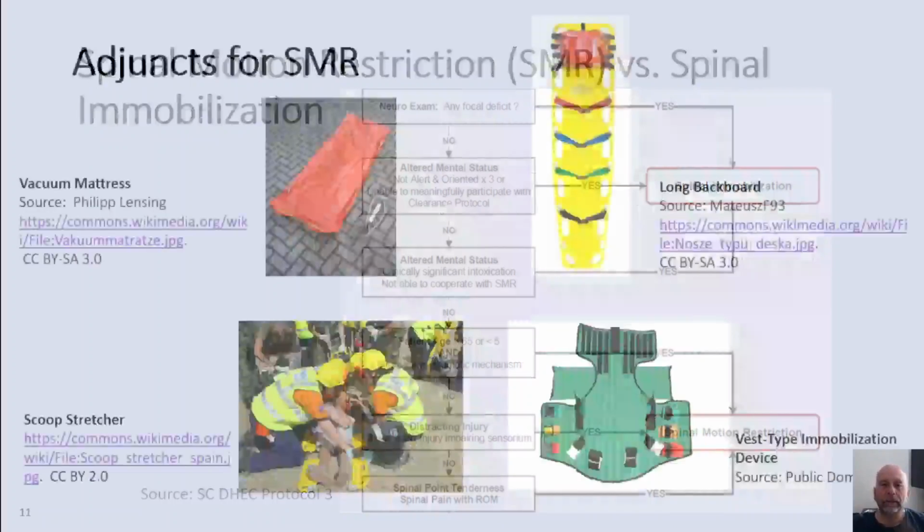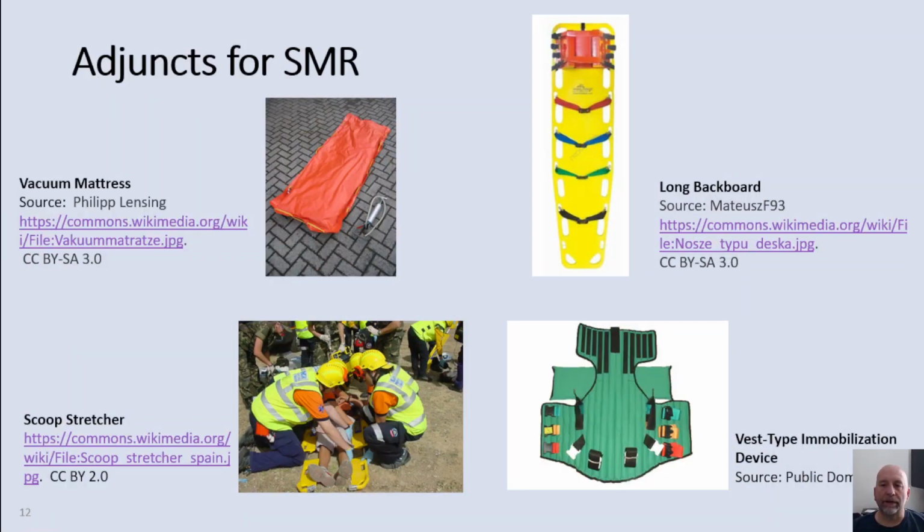Here we see several devices that can be used to safely move a patient to the stretcher so they can be transported in spinal motion restriction. The vacuum mattress, long backboard, and scoop stretcher are good tools for moving supine patients, while the vest type immobilization device, more commonly known as the Kendrick extrication device, or KED, can be used to move a seated patient.